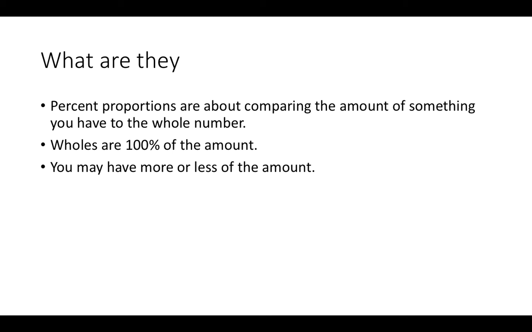So what are they? Percent proportions are about comparing the amount of something you have to the whole number. Wholes are 100% of the amount. You may have more or less of this amount. So one whole dollar is 4 quarters. If you have 25% of a dollar, you have a quarter. If you have 125%, you have $1.25.